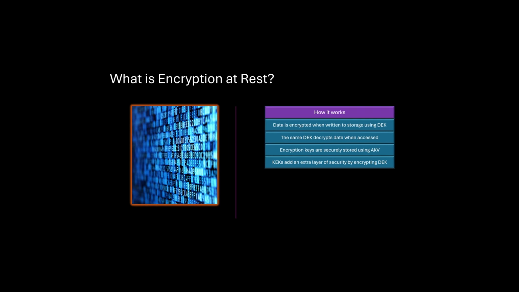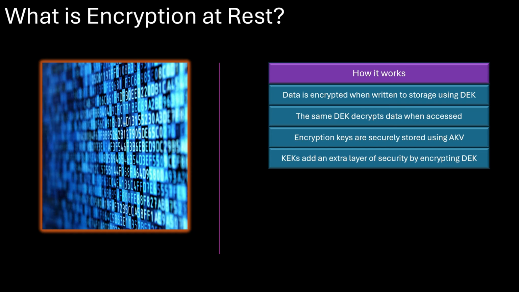What is encryption at rest, by the way? Encryption at rest ensures that your data is always encrypted when stored on disk, which prevents unauthorized access in case of theft or compromise. Azure uses symmetric encryption, which is AES 256, to encrypt data quickly and efficiently. Let's unpack how it works.